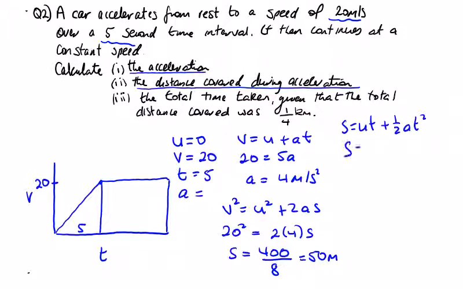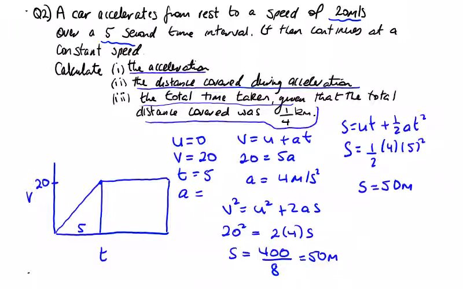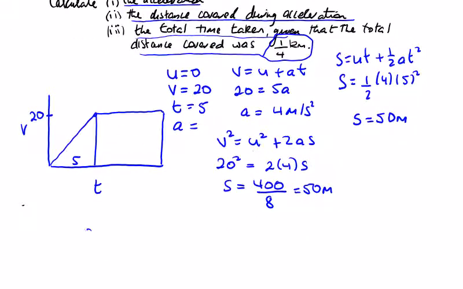If we fill it in up here, we're going to get s is equal to the initial velocity 0, so it's just going to be a half by 4 by time squared, which is 5 squared. And that's going to be 2 by 25, which obviously again is going to give 50. So use whatever formula you see first. And the total time taken, given the total distance covered, was a quarter of a kilometer. So s is equal to 250.